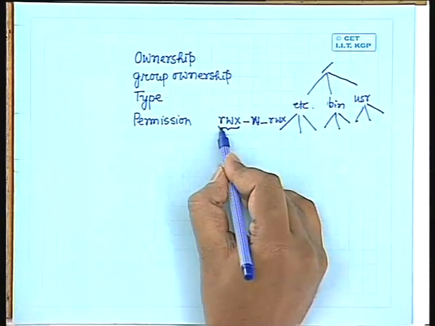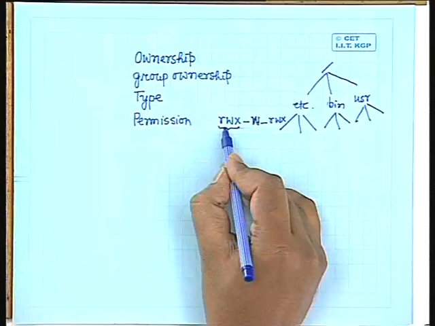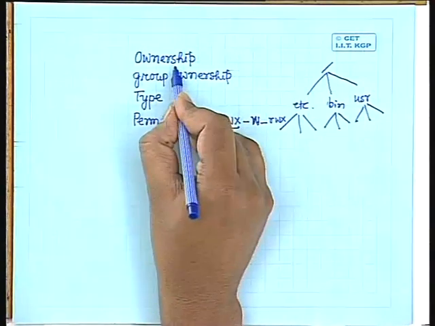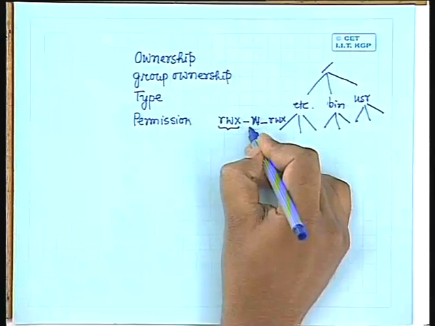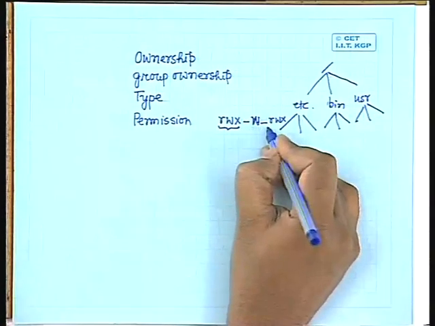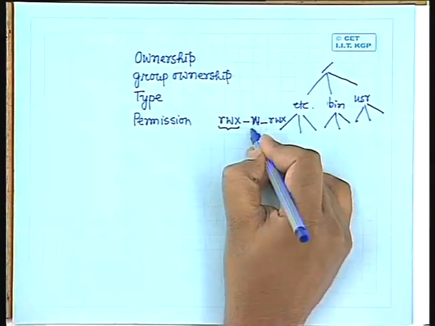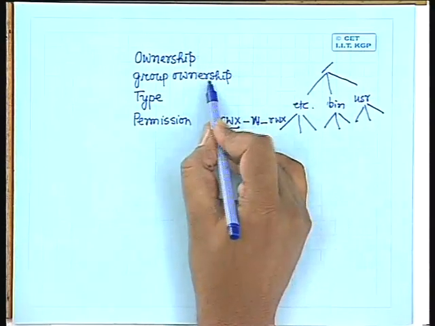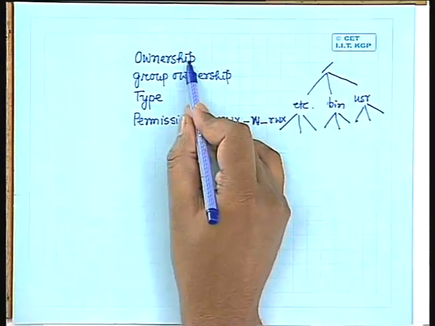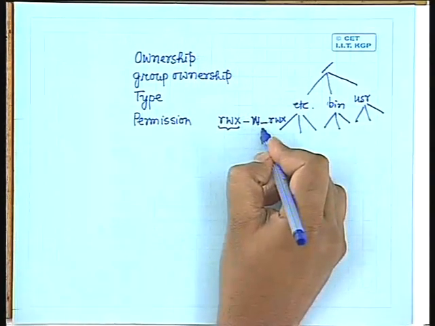Okay. Now the first three bits indicate the permission given to the owner of the file. The second three bits, again it can be RWX, read, write and execute. It indicates the permission that is given to any member of the group to which the owner belongs. Okay, so this indicates the group permission.